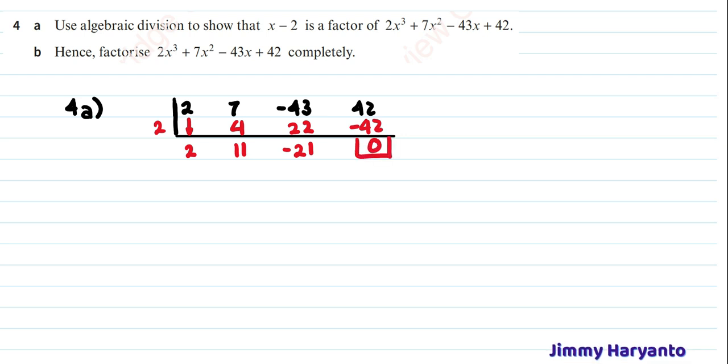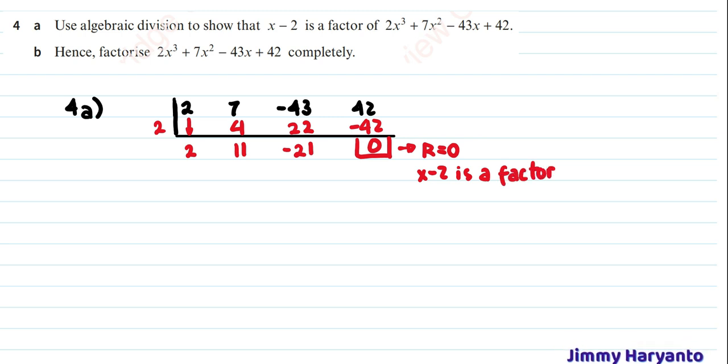Okay, so x minus 2 is said to be a factor when the remainder equals 0. So if the question says factor, that means the remainder has to be 0. Yeah, so because the remainder equals 0, that means x minus 2 is a factor. Okay, we already showed that.